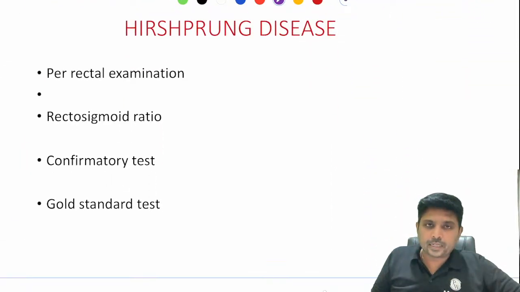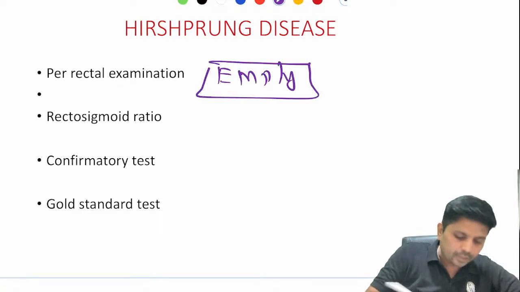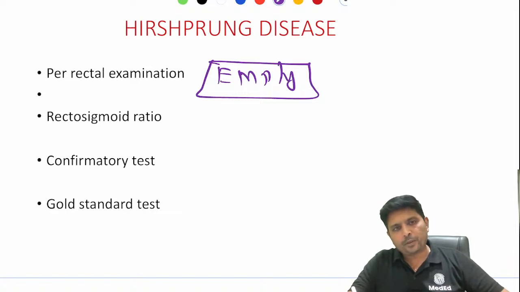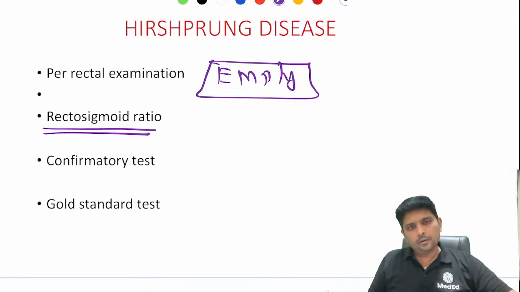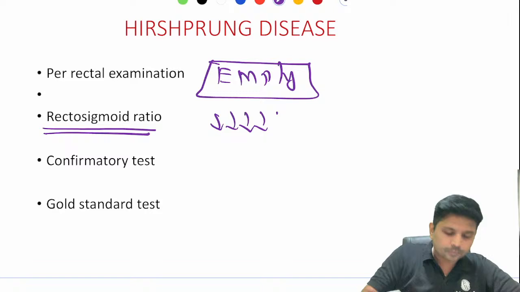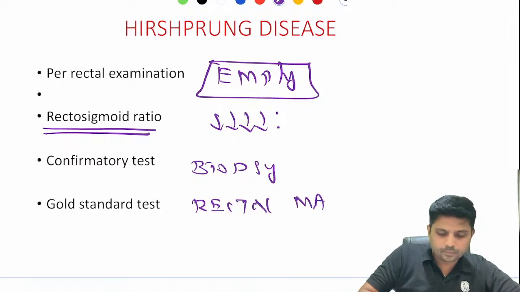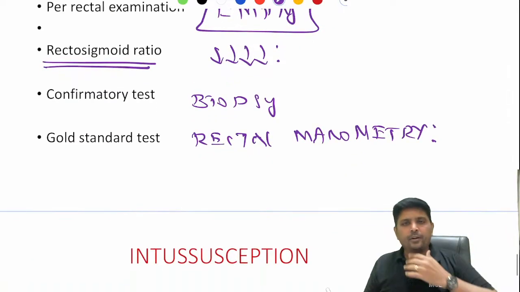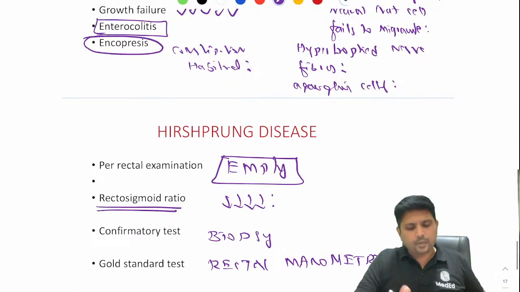Okay, right. What about per rectal examination? Per rectal examination is usually empty in case of Hirschsprung's disease. Your rectum is empty so that your rectosigmoid ratio will be less. Confirmatory test is biopsy. Gold standard is rectal manometry. Okay, right. And then what is the treatment?